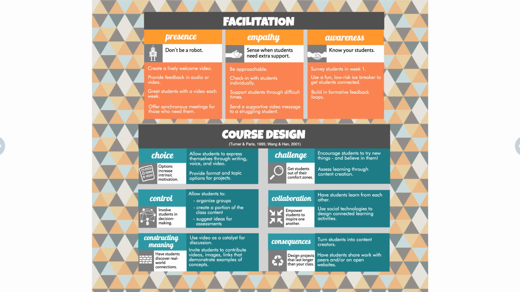Now she breaks it down here into two parts, facilitation and course design. And these very nearly parallel our own course learning outcomes. We actually have a section in our course learning outcomes on course design. You can see on the bottom half of the screen here, she focuses on these 6 concepts that begin with the letter C: choice, control, constructing meaning, challenge, collaboration, and consequences. So those are 6 strategies that Pacansky-Brock articulates as a way to improve humanizing in our course design.